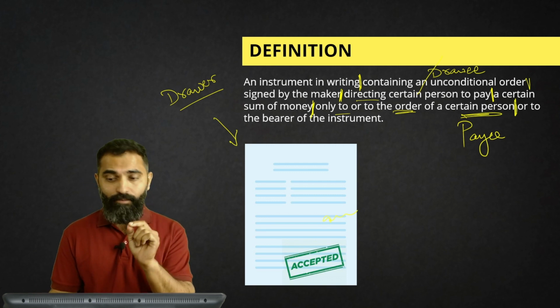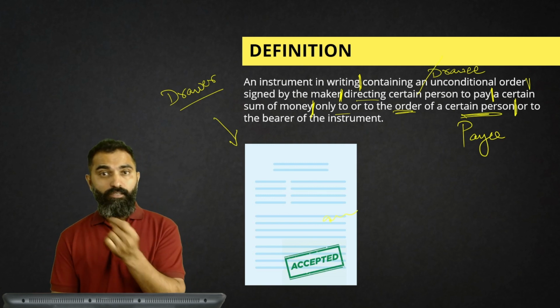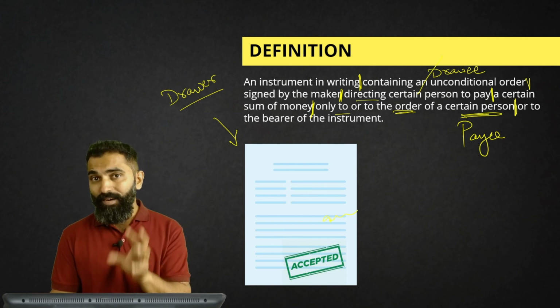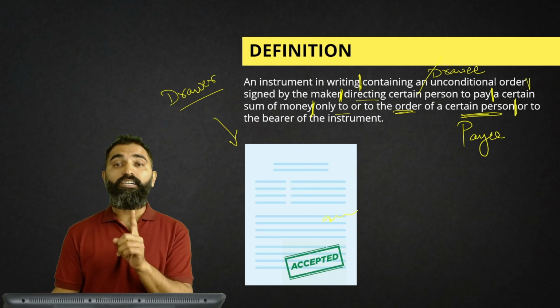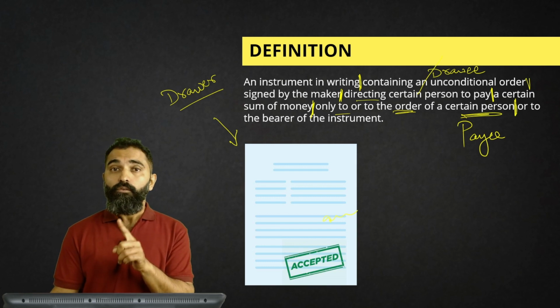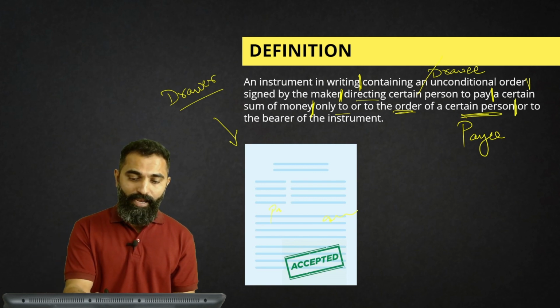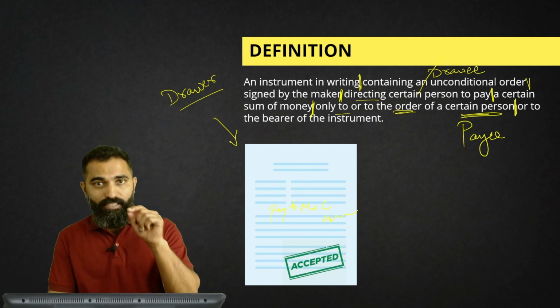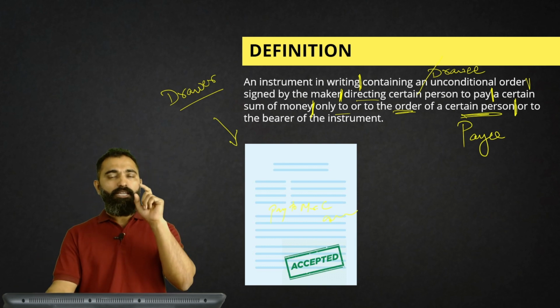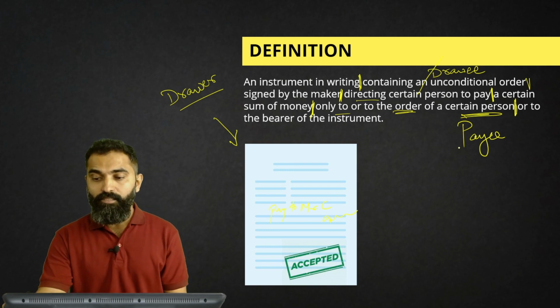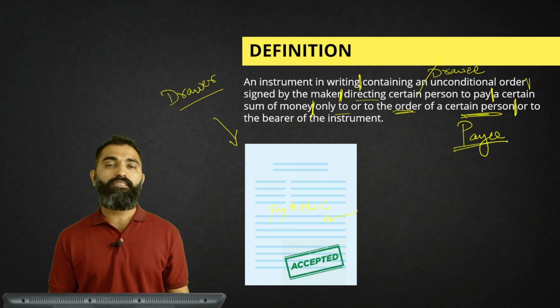Drawer has signed it. Directing a certain person. वो जो certain person है वो कौन है? Drawee. A certain sum of money to a certain person. वो certain person कौन है? Payee. So if you remember, here we write pay to Mr. C. So if inside the bill, in the body of the bill, you are writing pay to Mr. C, then Mr. C is the payee. Is that fine?